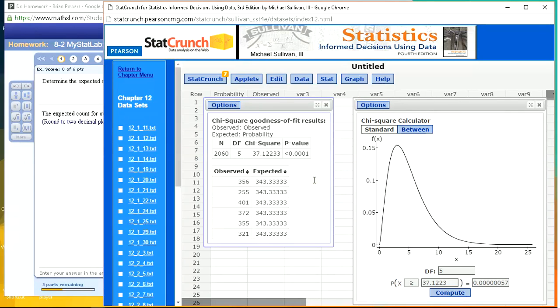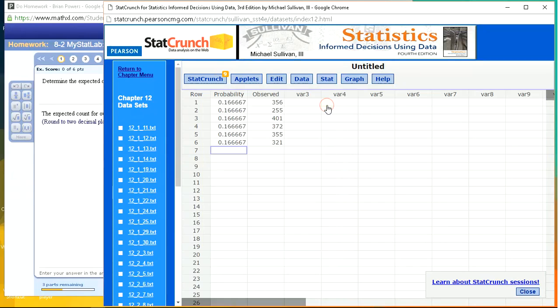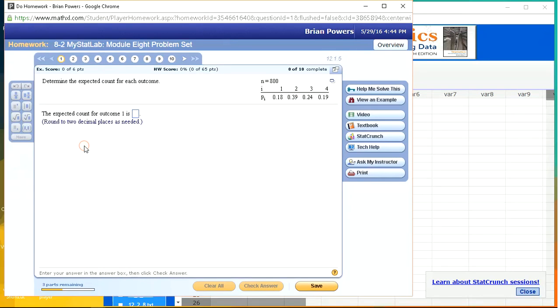It would be extremely unlikely for a fair die to give me data that's so biased like this, that the number 3 comes up this often and the number 2 comes up so few times. Okay, this is the idea for a goodness of fit test. Now we're going to see how we can use the goodness of fit test and the chi-square distribution to answer some of these problems.